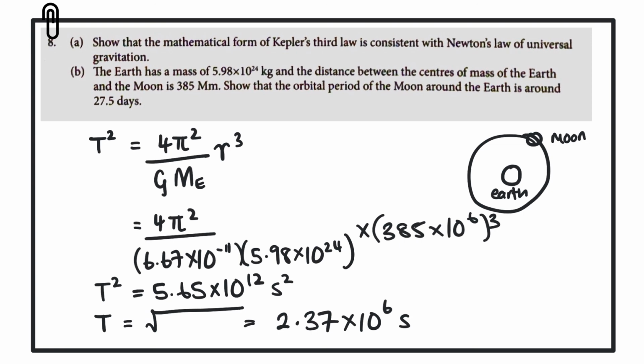Now we need to convert that into days. So we'll divide that number first of all by 60 to convert it into minutes, divide it by 60 again to convert it into hours, and then divide by 24 to convert that into days, and that will give us 27.5 days. And that's exactly what the question had asked us to show.